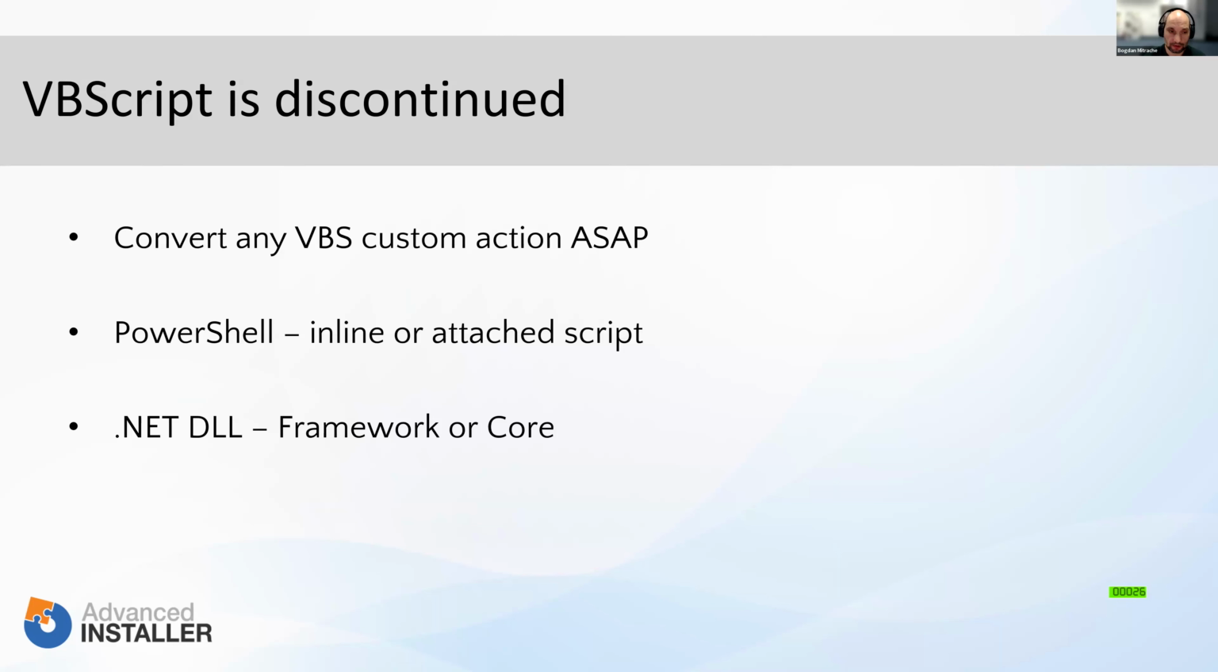Of course, the recommendation for scripting is the all well-known PowerShell, which Advanced Installer supports very well inside the MSI. So you can create custom actions with inline or attached scripts. So just write your script directly in the Advanced Installer project, or if you have an existing script, you can attach that as an external source. And those work very well. And that's one alternative to convert and migrate your VBScript custom actions as soon as possible.